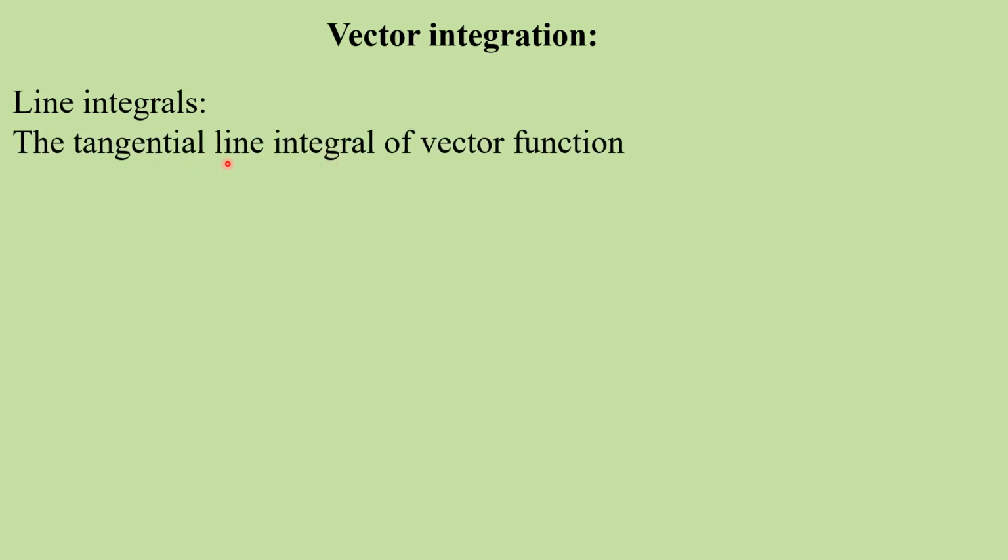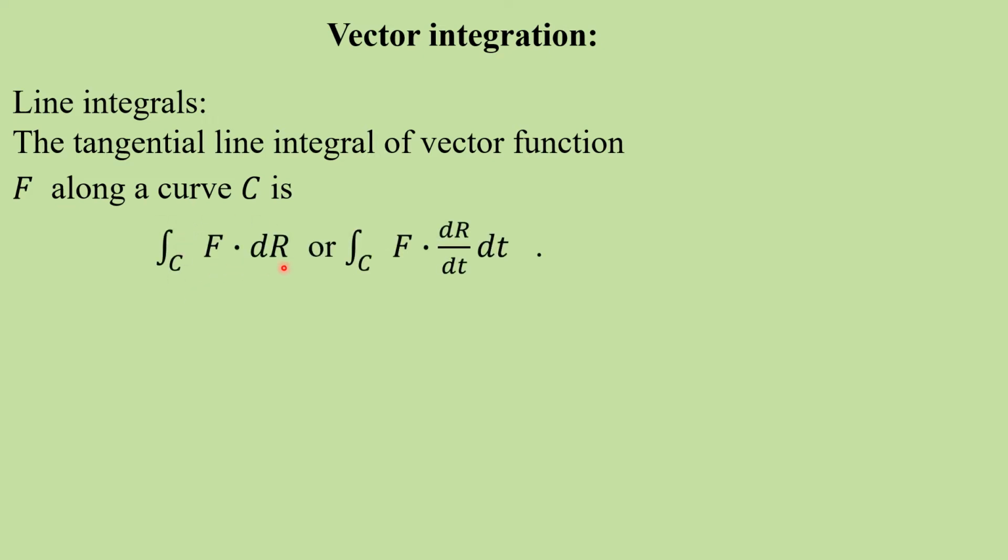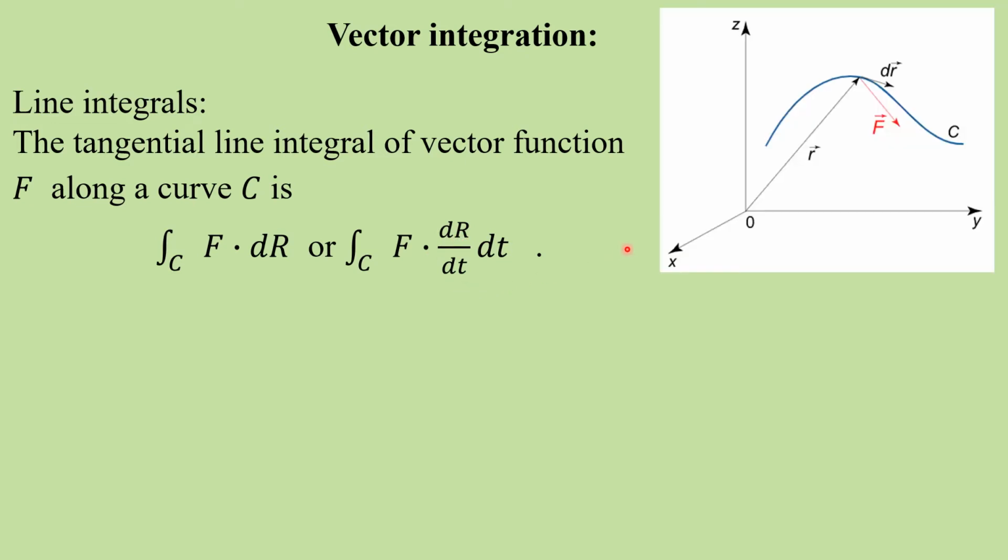So that's why it is called the tangential line integral of vector point function, where f is f1i plus f2j plus f3k. Along a curve C, we can write it as a line integral of f dot dr, or if I take the parameterization, that is r as a function of t, then f dot dr by dt we can also depict here. Suppose we have a vector field applied in the region and C is a curve along which we are taking the dot product of f and dr, where r is the equation of the curve in space and dr is nothing but dxi plus dyj plus dzk.